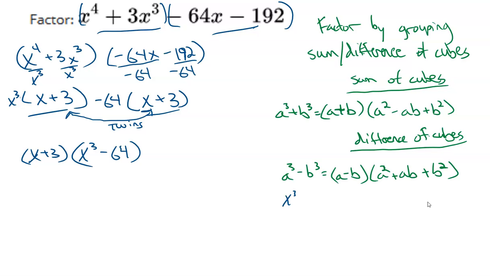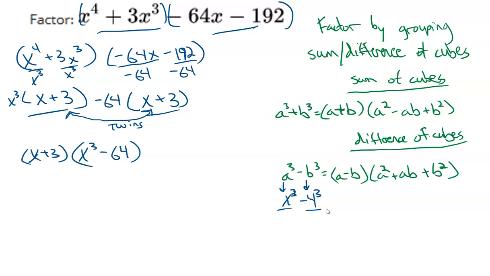For this one, it is x cubed minus, and think of what is the cube root of 64. Kind of memorize those cube roots. That would be 4 times 4 times 4. 125 would be 5 times 5 times 5. 216 would be 6 times 6 times 6. So just know those. 3 times 3 times 3 is 27. But this one is 4 cubed, which means A is x and B is 4.